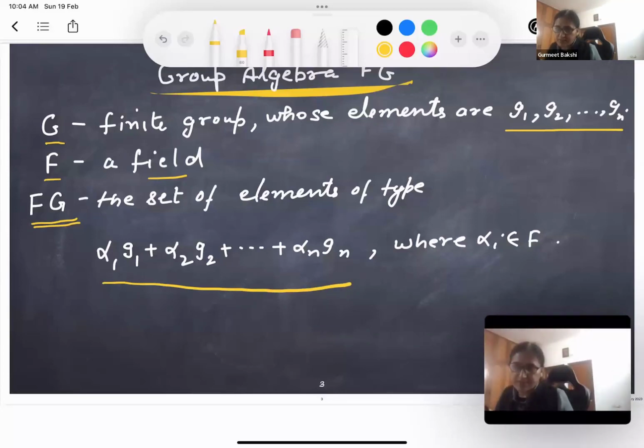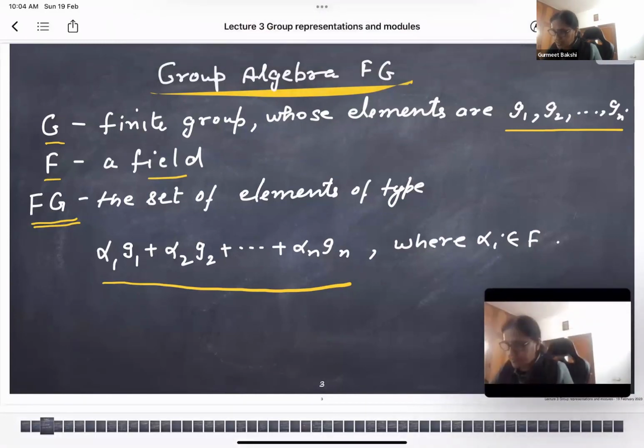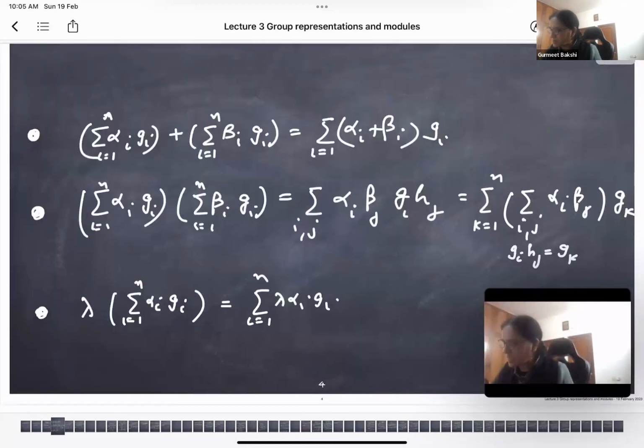This is a vector space over F with the group elements as basis, as we saw in the regular representation yesterday. We took this vector space FG, formal F-linear combinations of elements of G. Now, this FG can be given the structure of an algebra over F in a very obvious manner using the group multiplication and associative laws, and of course the field F, as follows.